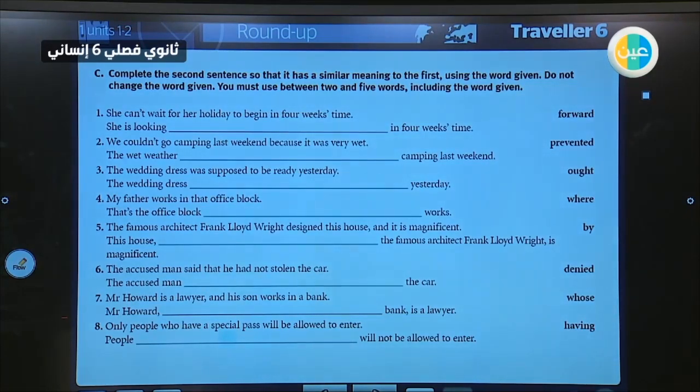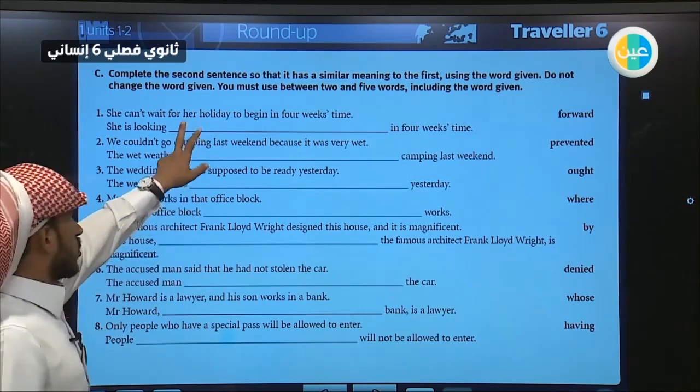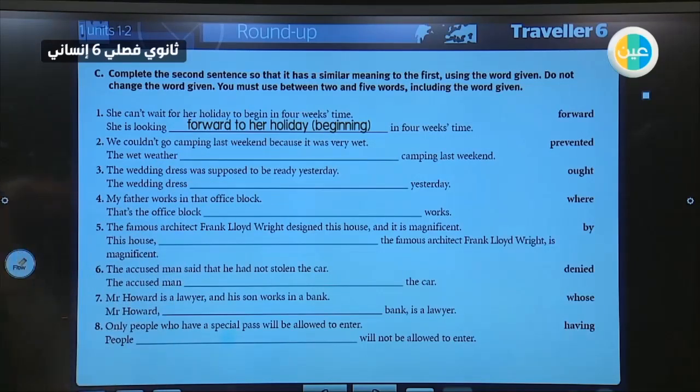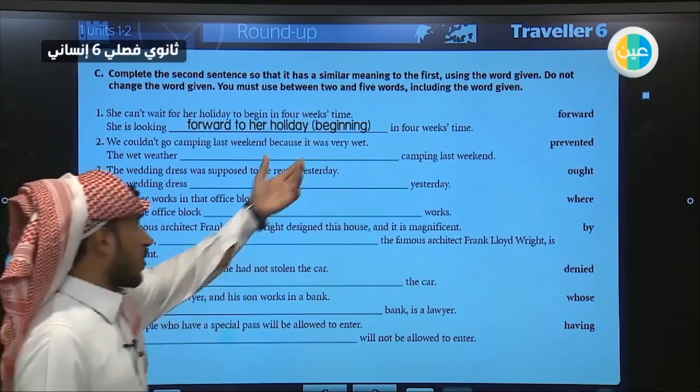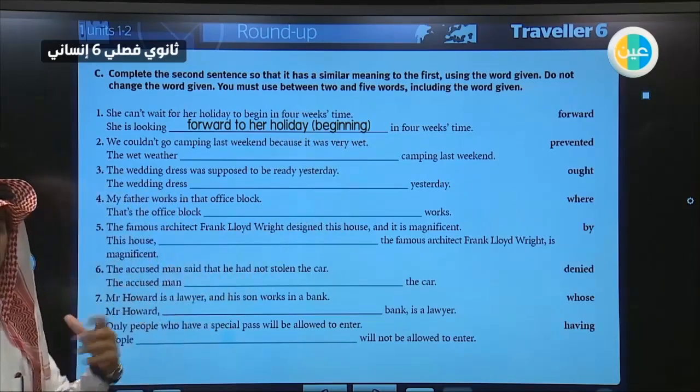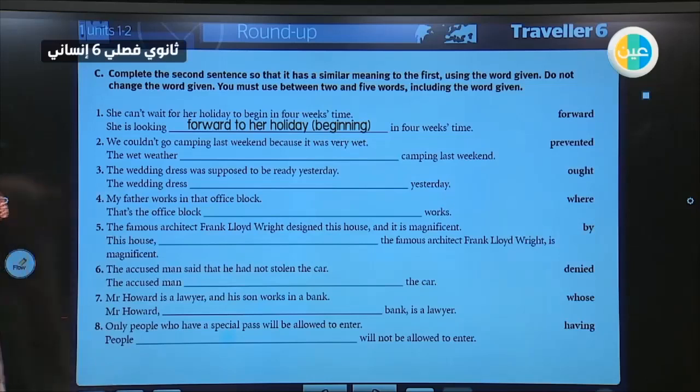طيب، الجملة الأولى عندنا she can't wait for her holiday to begin in 4 weeks time. She is looking forward to her holiday beginning in 4 weeks time. الكلمات اللي موضوعة بين الأقواس they can be omitted. يعني كلمة قابلة للحذف، ممكن تحذف ممكن تبقى كما هي.